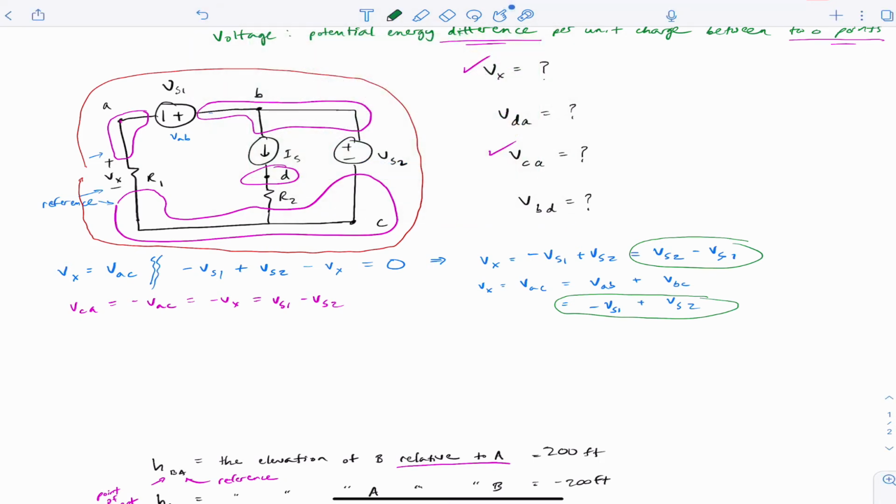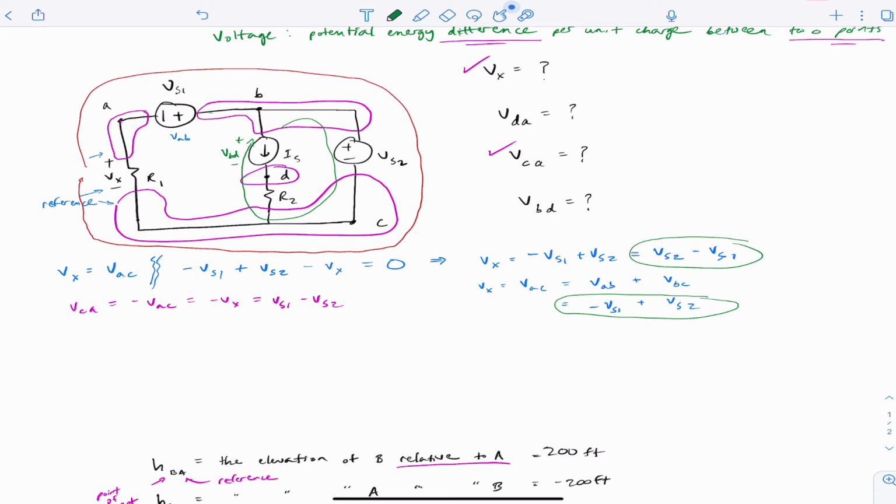We'll draw another KVL loop in here, starting at B, going to C, then back to B via D. So in this loop, let's put in VBD, and just for completeness, the plus side of this voltage goes here. Oh, I'm sorry, I actually had that backwards, because we're thinking of D as the reference, so the minus goes with the reference, and the plus goes with the point of interest, the B, so VBD. How much higher is B than D?